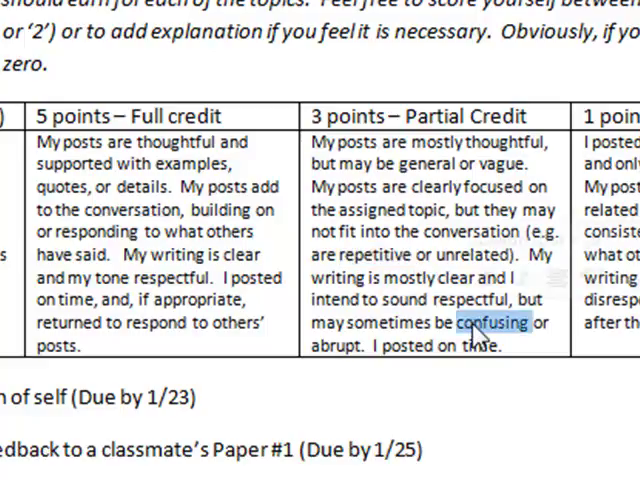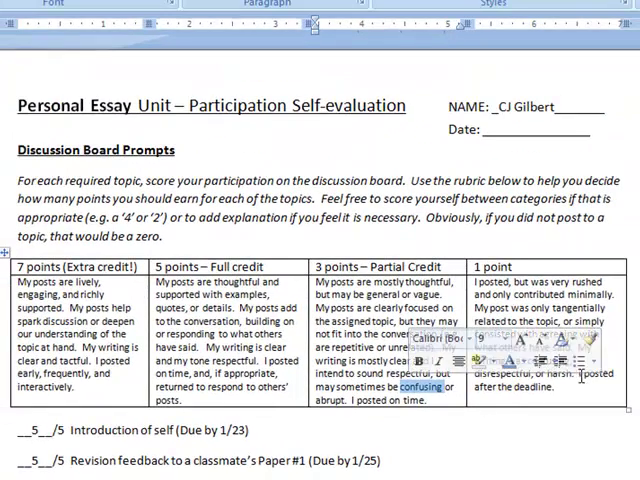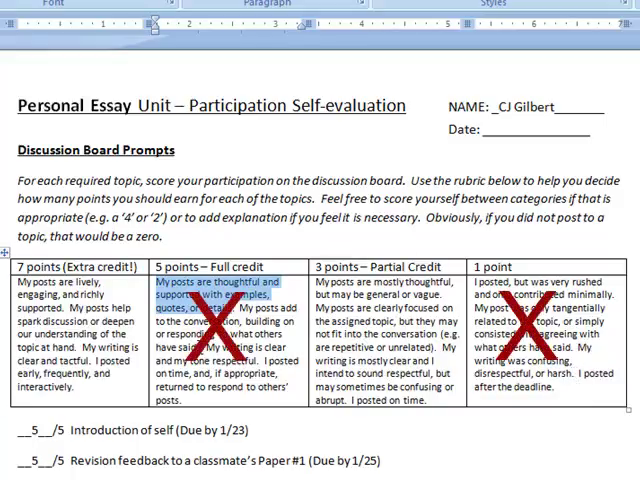Perhaps if your post is confusing, it lacks detail. You can also lose some points for posting after the deadline. And realize that these categories aren't hard and fast. If you do a very thoughtful post with good details and you're very respectful, but you posted after the deadline, you wouldn't give yourself 1 point, you wouldn't give yourself 5 points, you would go somewhere in between, perhaps 3 or 4 points.